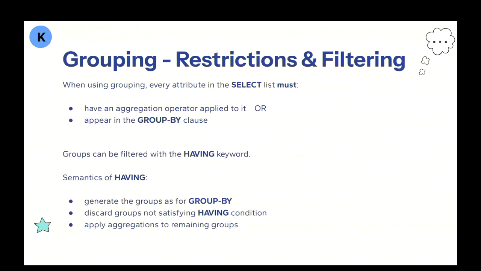And remember this is also what we have learned. Groups can be filtered with the HAVING keyword. The semantic of HAVING is that it will generate the groups as done in GROUP BY, discard the groups that do not satisfy the condition specified by the HAVING keyword, and then apply aggregations to the remaining groups.